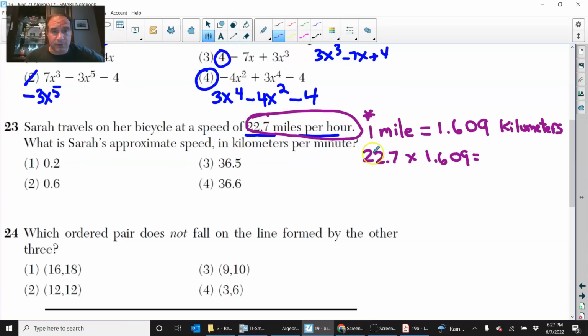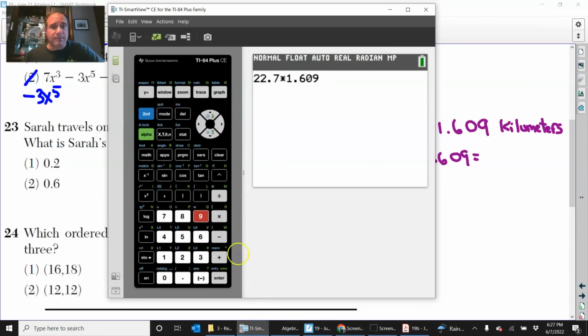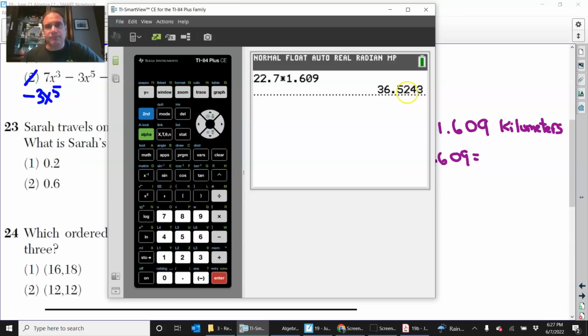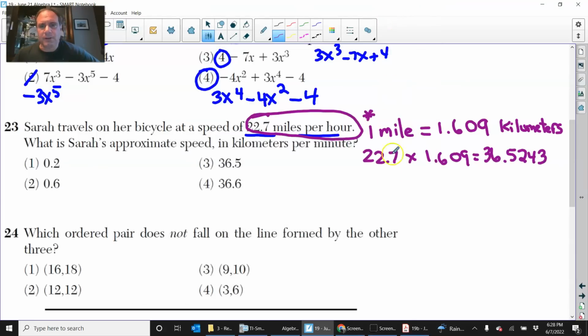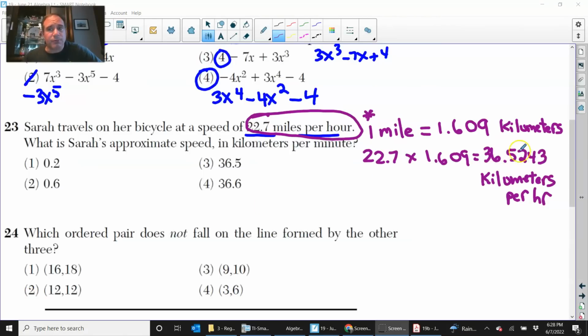So I'm going to take that 22.7, and if 1 mile equals 1.609 kilometers, I'm going to multiply that, and I'm going to do it right on my calculator. I'm going to press enter, and I have 36.5243. So it's 36.5243 kilometers per hour.